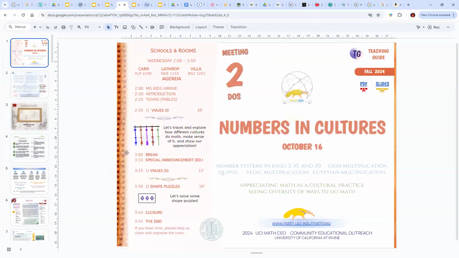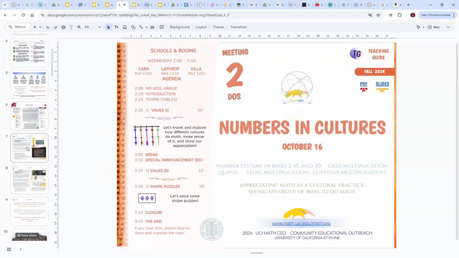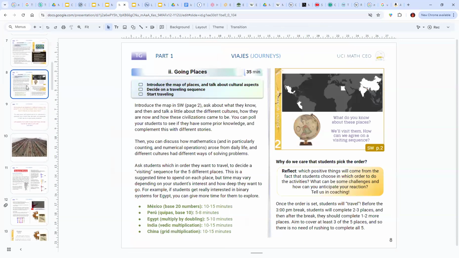Pretty big travel through the world, and that should be the vibe of the meeting, that you're actually traveling around the world. So anything you can bring that gives that good theme for these 5 cultures would be really, really good, right? So Mexico, Peru, Egypt, India, and China. If you have other countries that you want to honor and appreciate, it's extremely encouraged. So you can go past these 5.